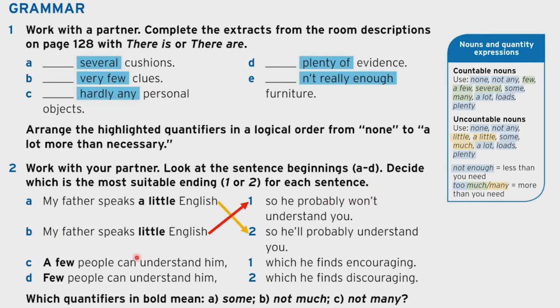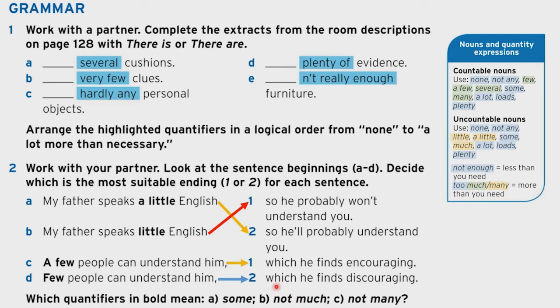Then if we say a few people can understand him, would you say that this is encouraging or discouraging? This is encouraging. But if you say few people can understand him, this is discouraging. And then we have this question. Which quantifiers involved mean some? Which of these would you say mean some?